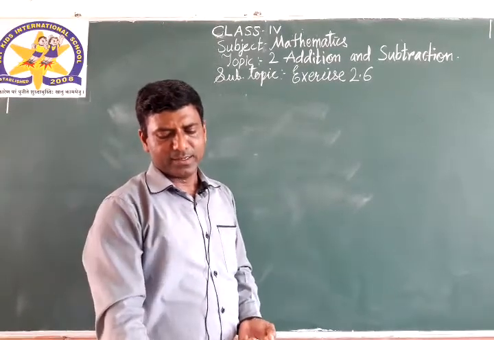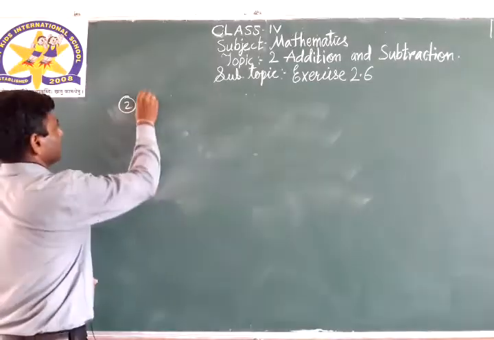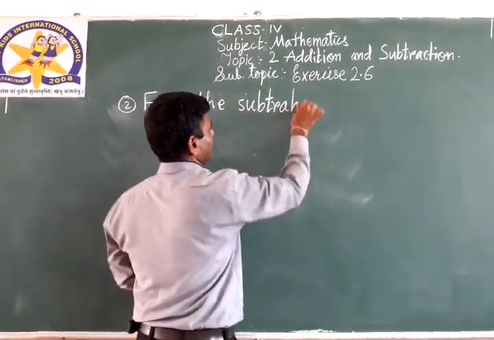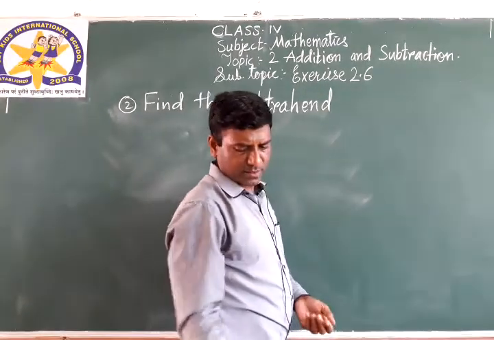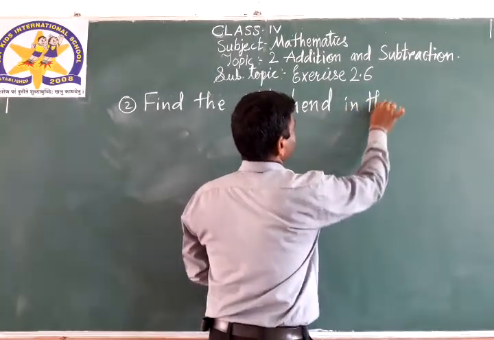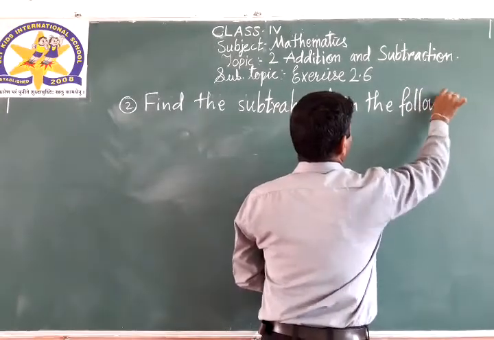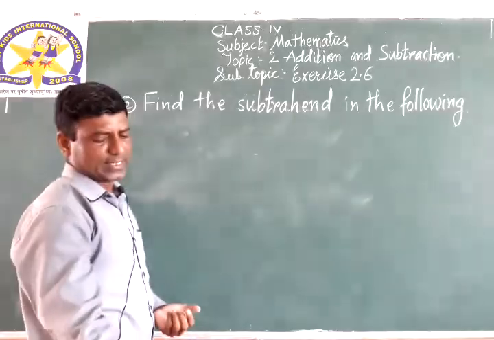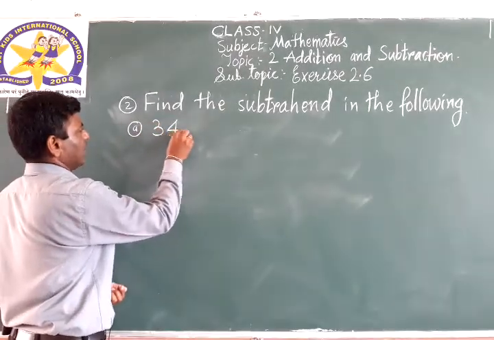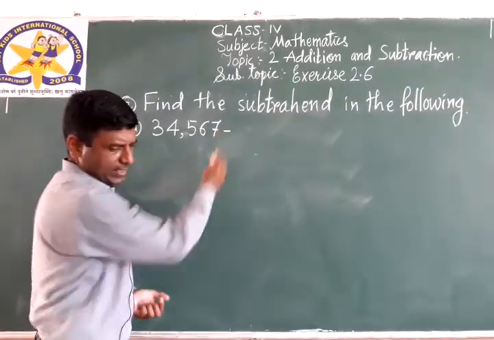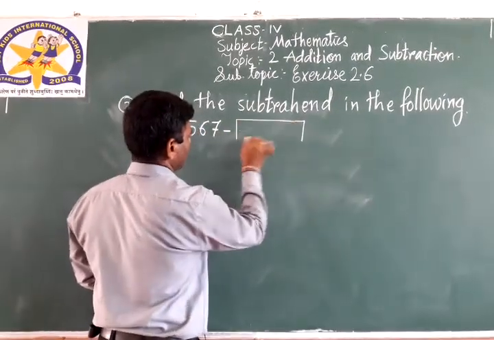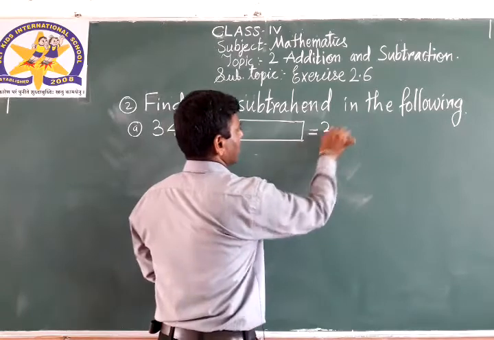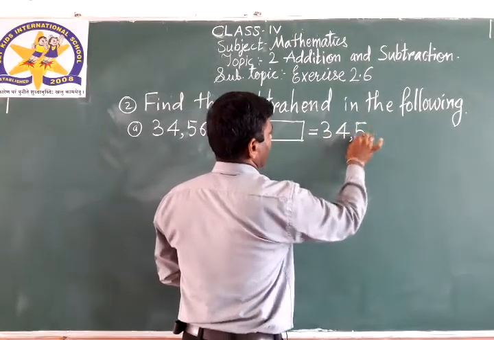Find the subtrahend in the following. See, A. 34,567 minus this subtrahend we have to find out, equals, the difference is 34,557.